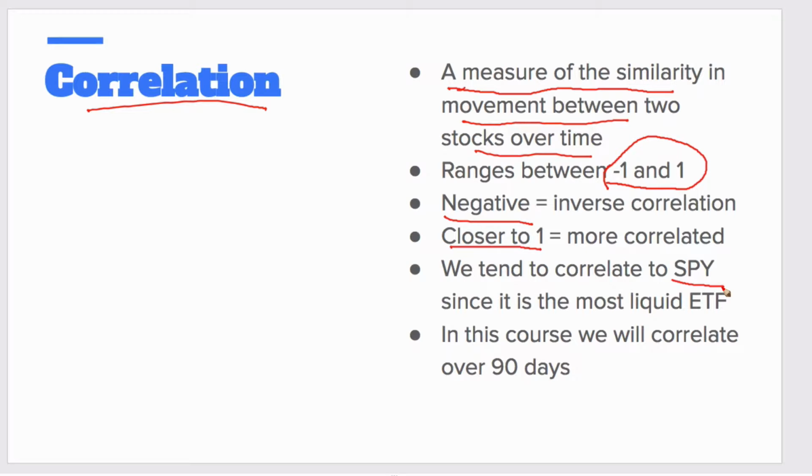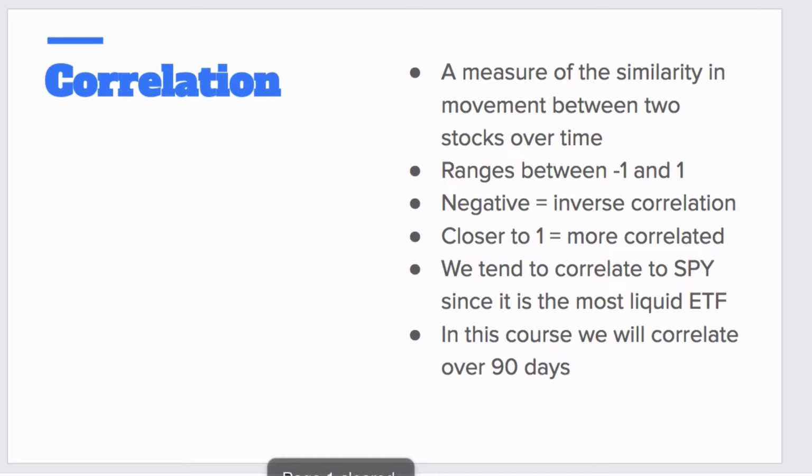So we tend to correlate to SPY. No matter which stock we're looking at, we'll correlate it to SPY, and then it'll give us a feel for how that stock moves. And then we're going to be looking at a 90-day correlation. Okay, you can adjust all these things as you move along, though. All right, so that's correlation.